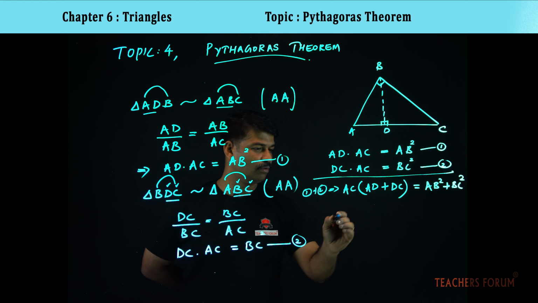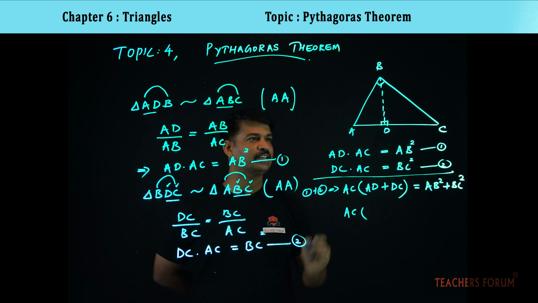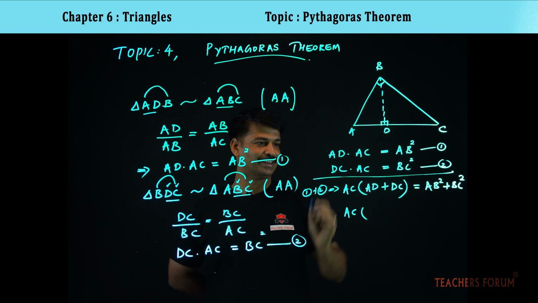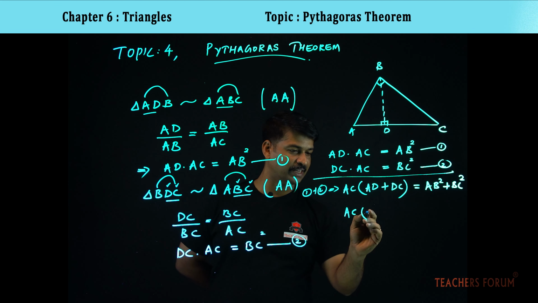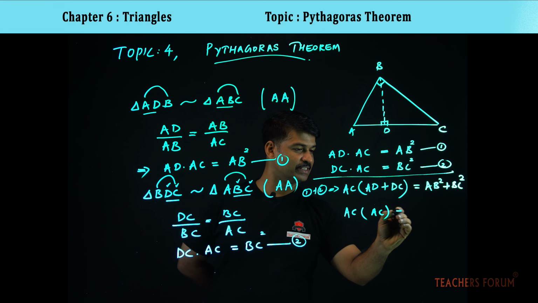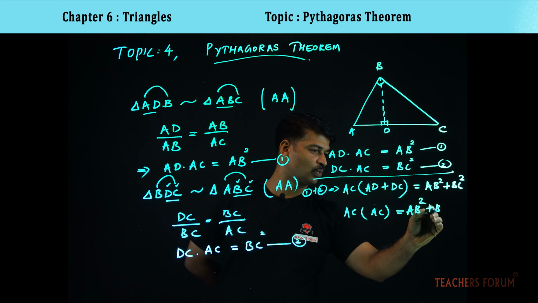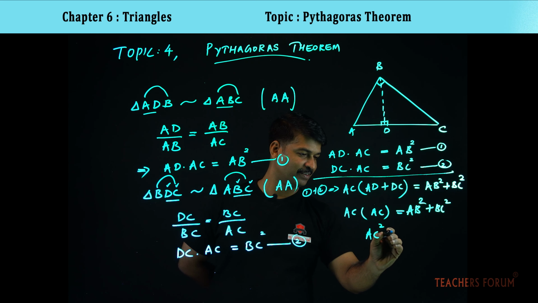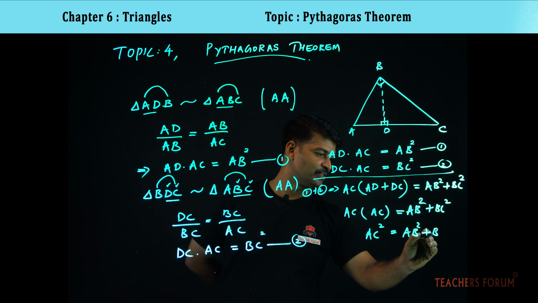Okay. Now, AC into, can you tell me what is AD plus DC? AD plus DC will give you AC. You look at the figure. What is AD plus DC? AD plus DC will give you AC. So AC into AC is equal to AB square plus BC square. AC into AC, that is AC square. That is equal to AB square plus BC square.